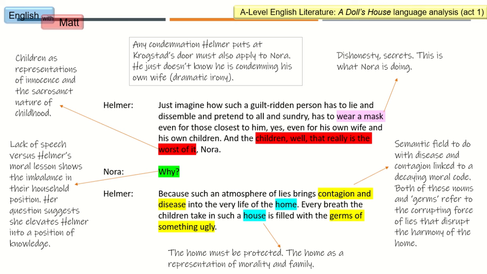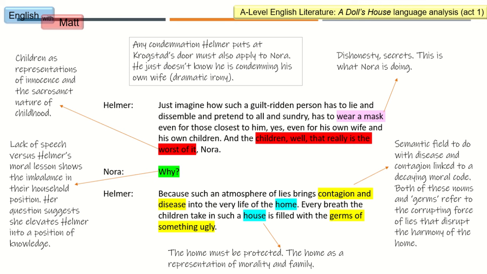So wearing a mask, of course, is to do with facades and dishonesty and secrets, and that's, of course, what Nora is doing because she's lying to him. And then you get children, and if you're talking about political and social protest texts, children often are important character devices in those texts because they're used to show the sacrosanct nature of innocence and childhood. So what he's saying is, adults lying is bad enough, but if they get their children involved in those lies, or if they are lying in the presence of their children, it makes it worse.